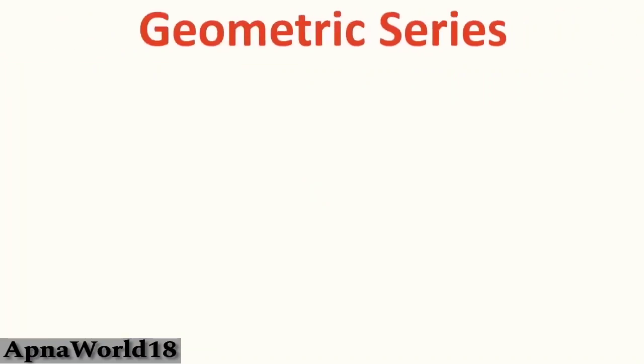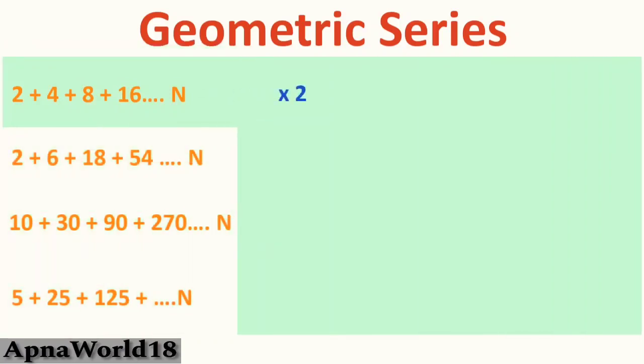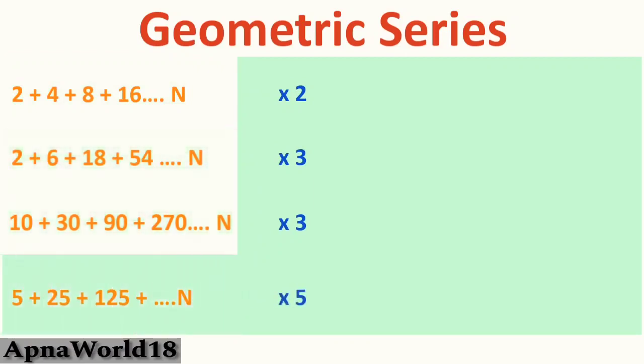Now let's see another simple series, geometric progression, like these. Why are they called geometric series? That is because every new number is derived by multiplying the previous number by a fixed number. Like the first one is getting multiplied by 2, second and third are multiplied by 3, and fourth is getting multiplied by 5, and so on.